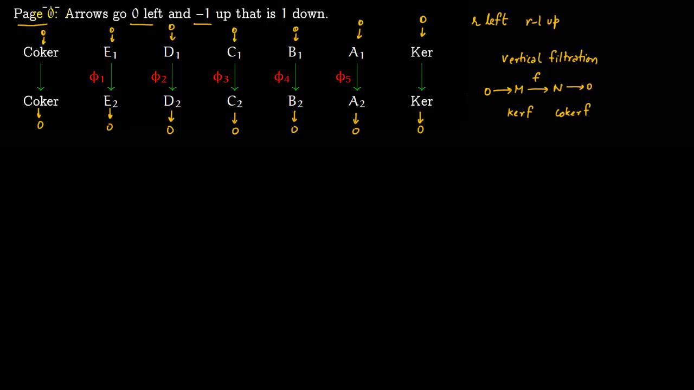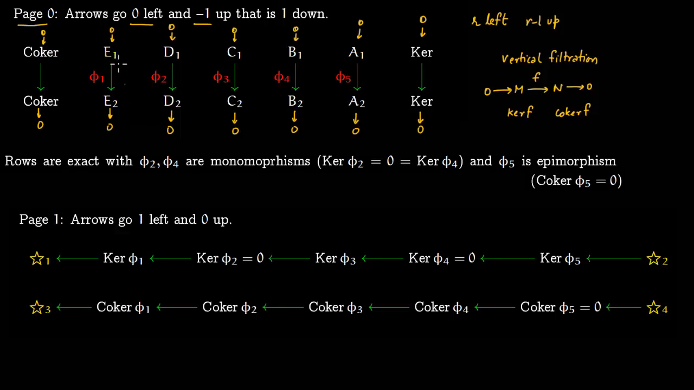So from page 0, when you go to page 1, you take the homologies. Here we are not even writing anything. So say there is some homology here, some homology here. Homology here we write as star 1, homology here we write as star 3. So here you use this formula. You have kernel of phi 1, co-kernel of phi 1. Here you have kernel of phi 2 and co-kernel of phi 2. Here you have kernel of phi 3 and co-kernel of phi 3. Corresponding to this, we have kernel of phi 4, co-kernel of phi 4. Corresponding to this, we have kernel of phi 5, co-kernel of phi 5.